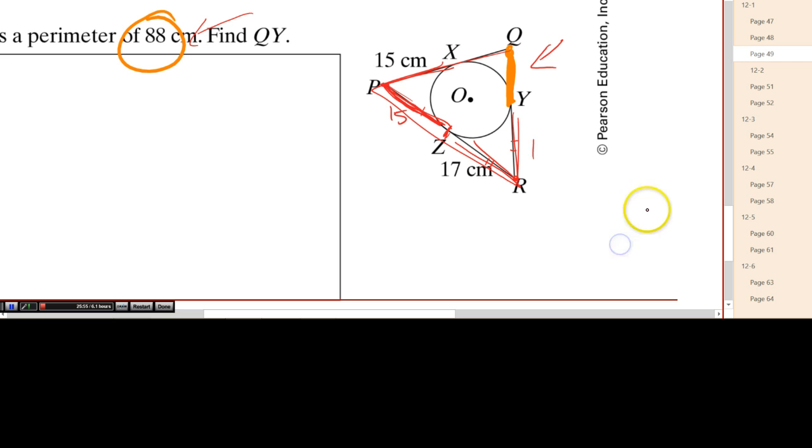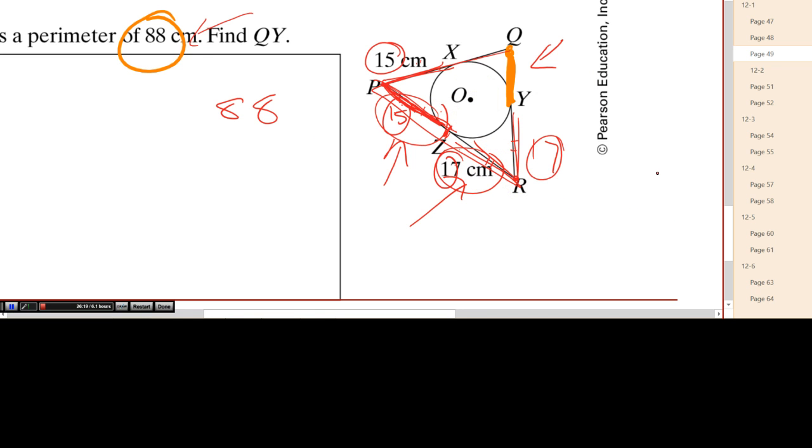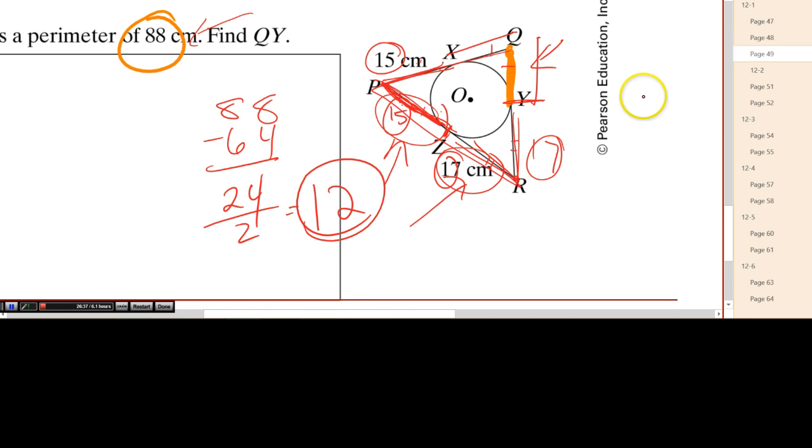So we knew that this was 15 and 15. This is 17, so this has to be 17. And remember, this part of the line has really nothing to do with this part of the line. Just because this was 17 doesn't mean you know anything about this. You have to look at the other side of this same point of tangency. So if the whole thing is 88, and I know about this 15, this 15, this 17, and that 17, that adds up to 64. So I need 24 more centimeters to get from here up to Q, and then from Q over to X. And they're congruent, so divide it in half, and I get 12 as the distance from Q to Y.